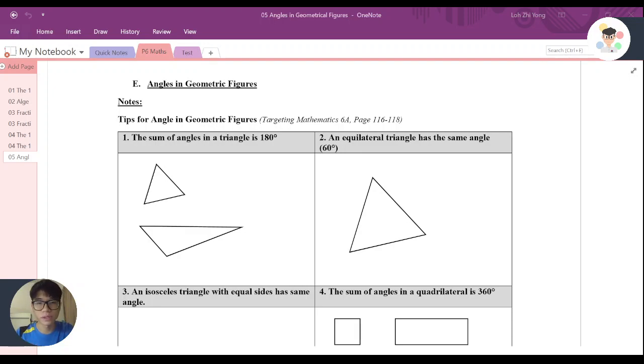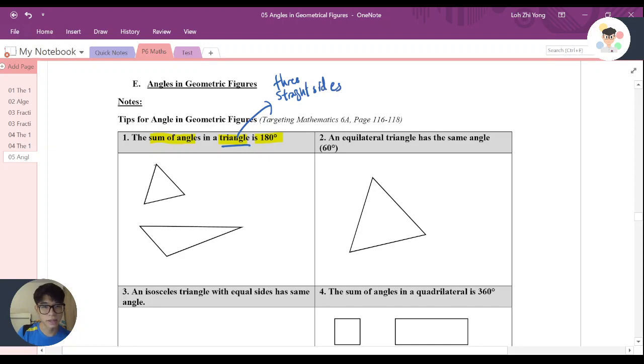Okay, so the first one is very basic one, which is to remind you that the sum of angles in a triangle is 180 degree. The sum of angles in triangle is 180 degree. So just for information, triangle is whatever shape they have three straight sides. Okay, three straight sides.